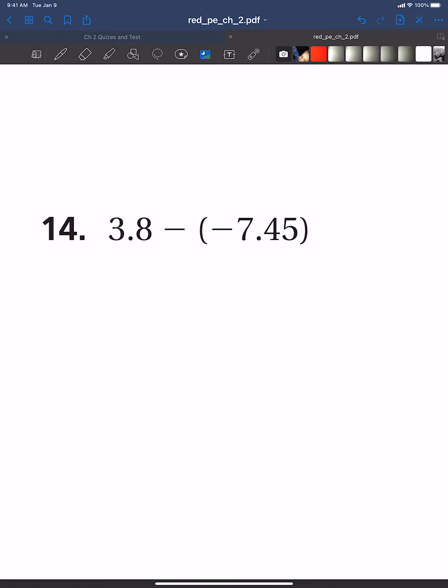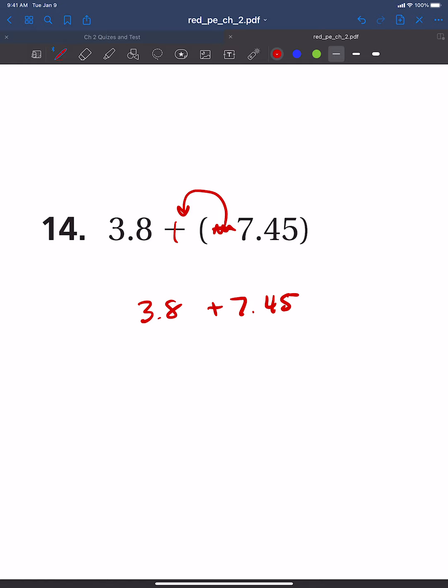Both of these have been double negative problems. I was gonna say negative. How do I make it into one? You bring the negative sign into it. Good. So now it's just 3.8 plus 7.45. We just simply add that, right?